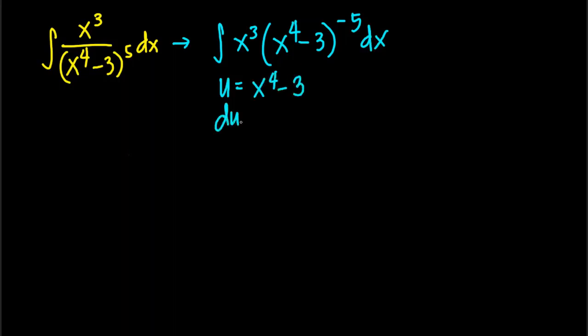And the du we expect should be 4x cubed. As you can see, we only have x cubed. So we just multiply by 4 over 4.